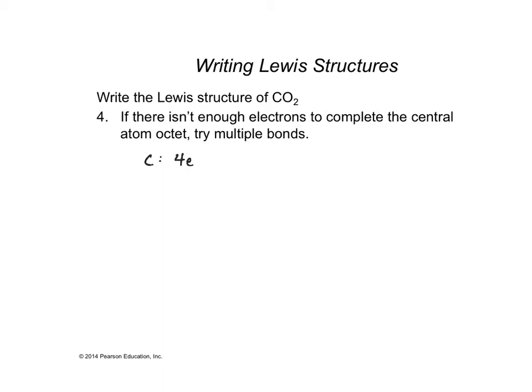4. How many valence electrons does oxygen have? 6, and there are 2 of them, so that's going to give us 12 electrons total. That gives me 16 electrons to distribute, okay?